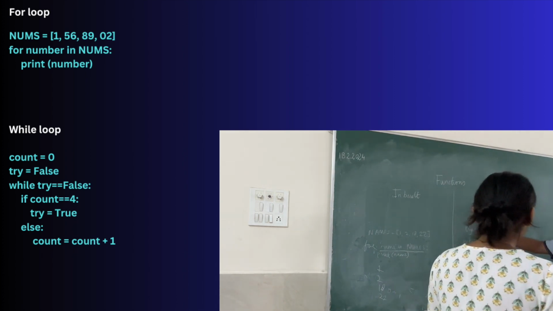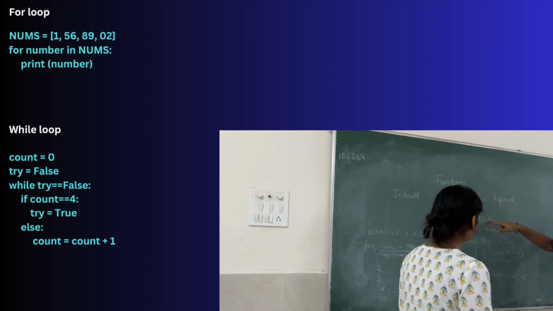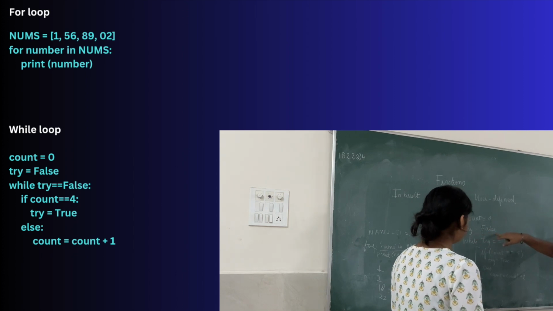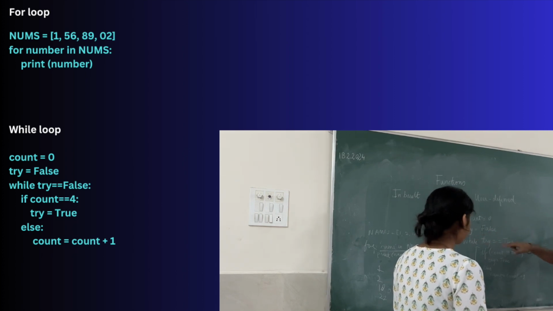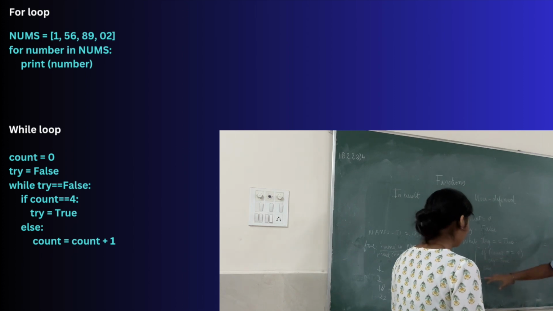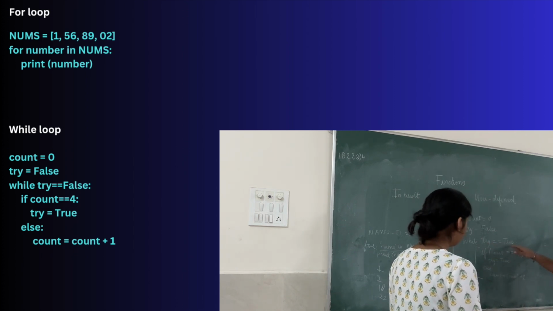These two are different variables. It has the value 0, and it is assigned the value false. But when we write this command, it will loop whatever is written inside of it until try becomes true.